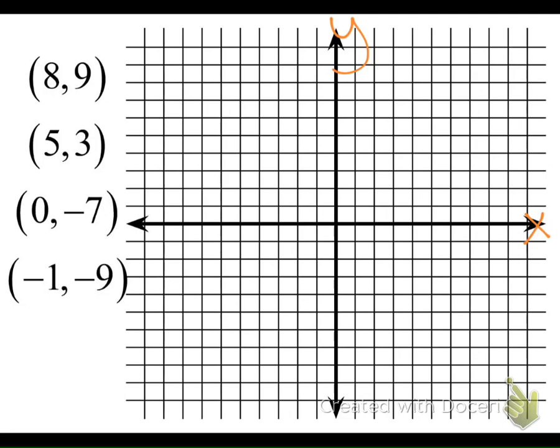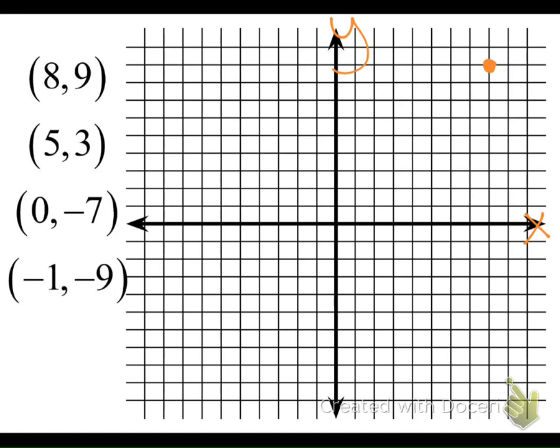Okay, so I'm going to start at my origin. Jaden, go ahead and tell me what I'm going to do for my first ordered pair. I start at my origin. Which direction do I go? How many? And then what? 1, 2, 3, 4, 5, 6, 7, 8. And I'm going to plot my point. Now, it doesn't say anything about labeling it, so I just plot that point, and I move to my next ordered pair. My next ordered pair is 5, comma 3.